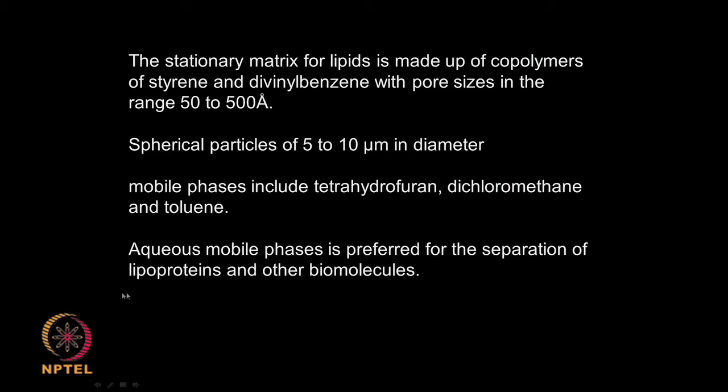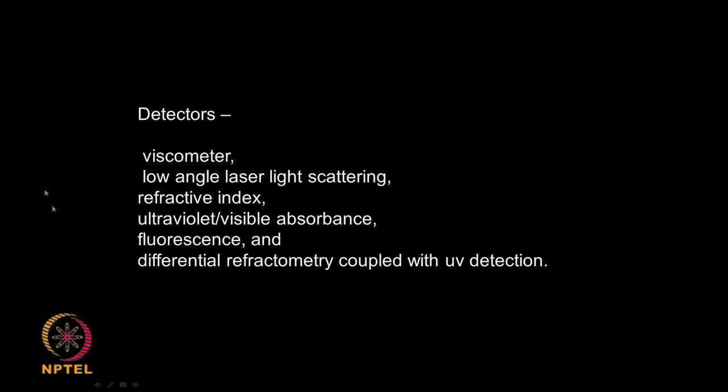If you have proteins and other biomolecules, you generally use an aqueous mobile phase, whereas if you are using synthetic polymers, then you can use solvents. For detectors, you have a viscometer detector, low angle laser light scattering detector, refractive index detector, UV visible absorbance detector, fluorescence detector, differential refractometer coupled with UV, and so on. So a wide range of detectors could be used depending upon the type of polymers or biomolecules you are separating.